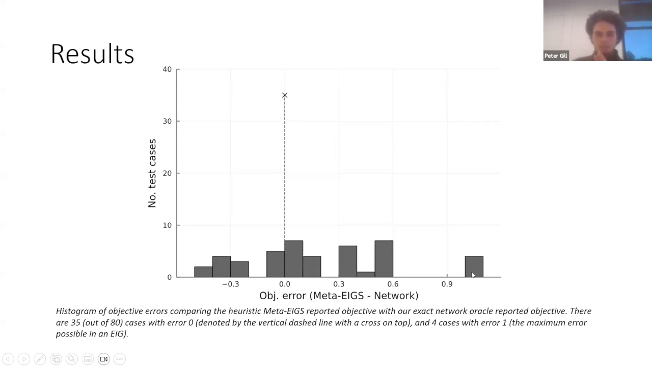So there were 4 cases up here with error 1, which is the maximum possible error in an EIG. This is when the network oracle came up with, say, one player having a winning strategy, with objective 1, but the heuristic claimed that it finished and said that there was not a winning strategy, and it was actually the other way around, that the other player had a winning strategy. So there were 4 cases like that there.